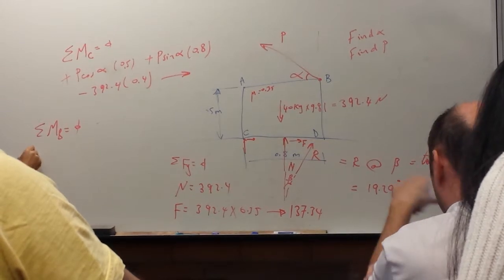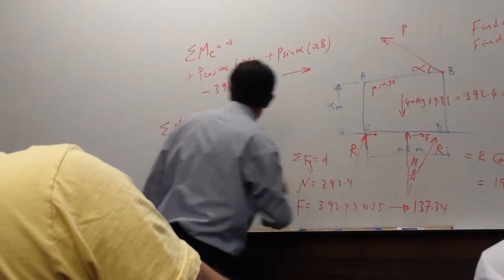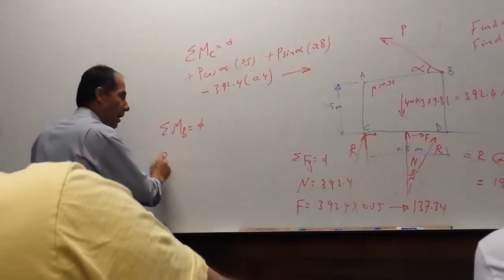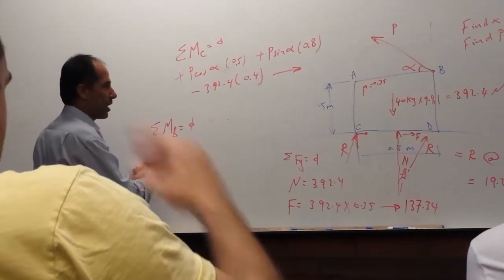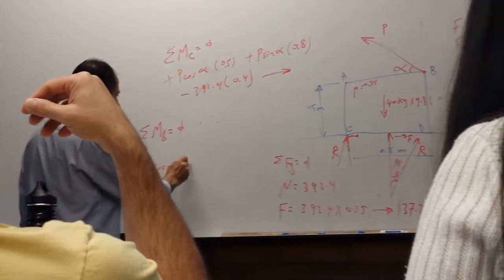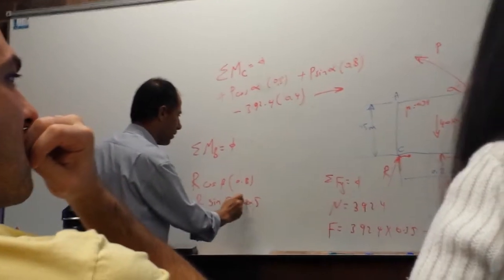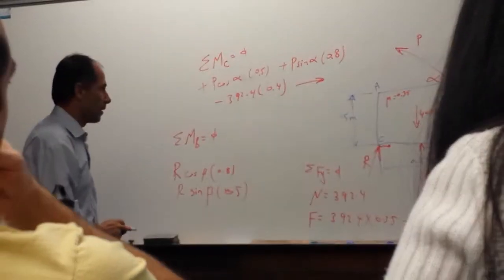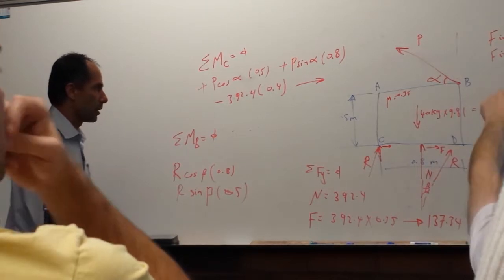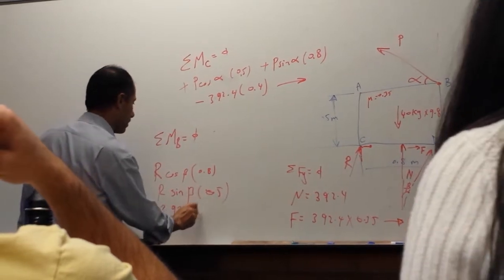So we have R times cosine beta times 0.8, right? R sine beta times 0.5. What else? You got your 392.4 times 0.4, because that's 0.4.